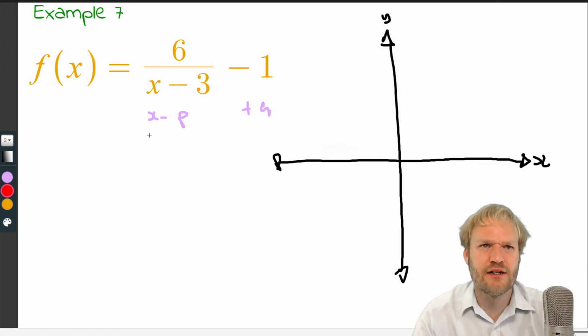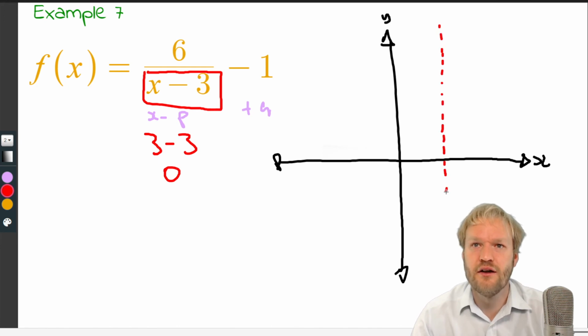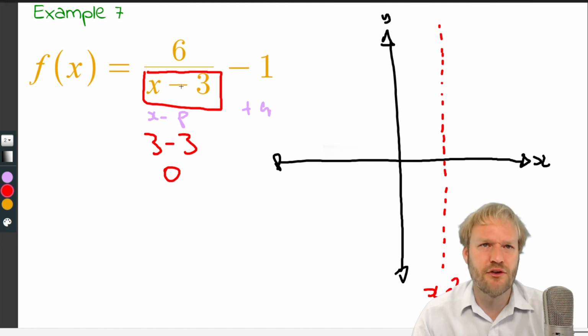Kind of makes sense that if we had 3 minus 3, this whole denominator would be 0, and we can't divide by 0. So x equals 3, over here somewhere, is an asymptote because we can never input the number 3.